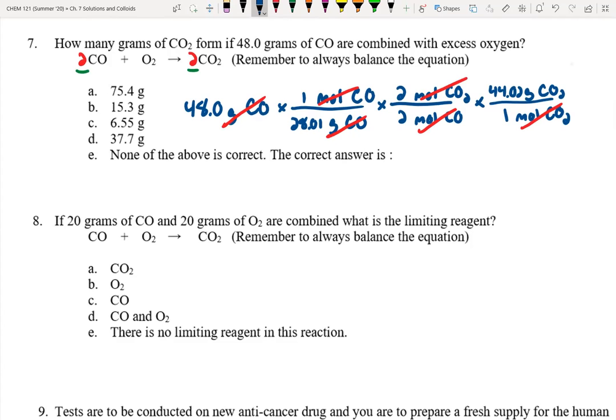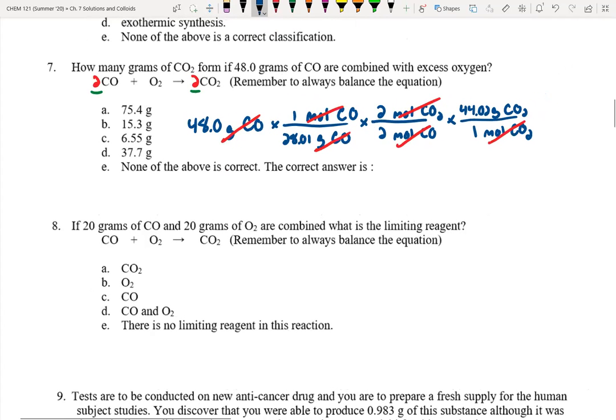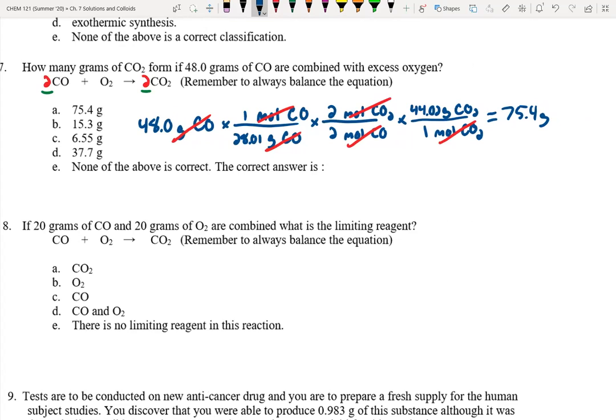All right, and I should only have 3 sig figs in my answer. So I'm getting 75.4 grams of CO2. And what do you know? That looks like the correct answer would be A here. I'll stick with a red pen.